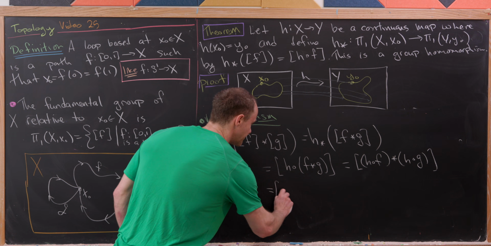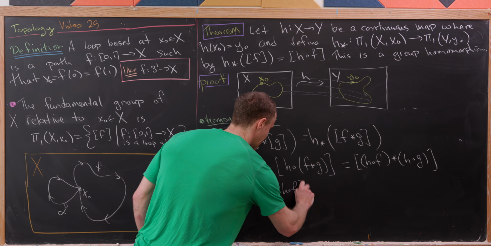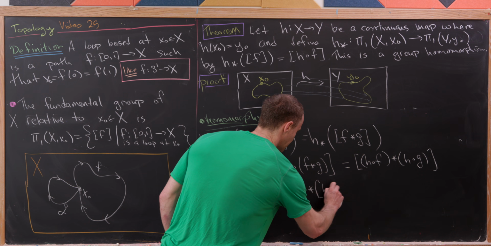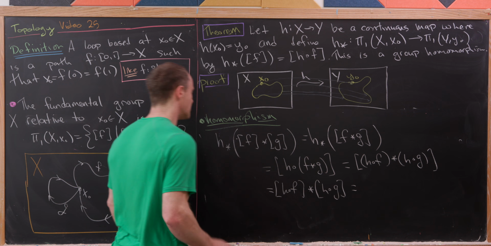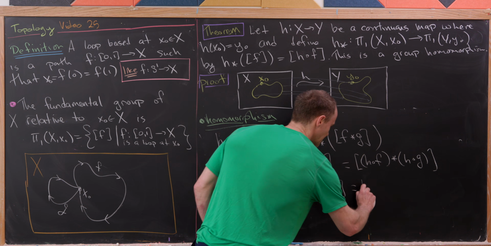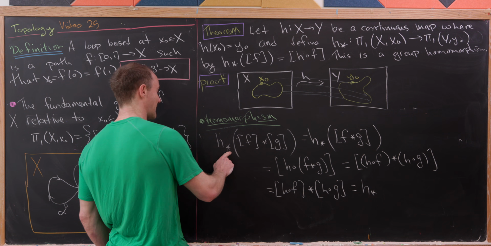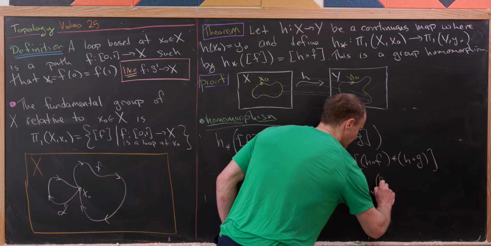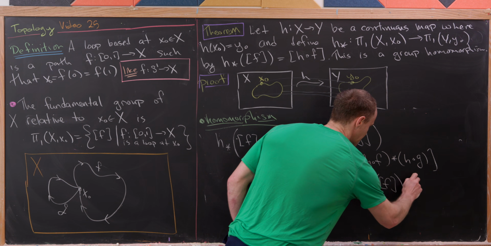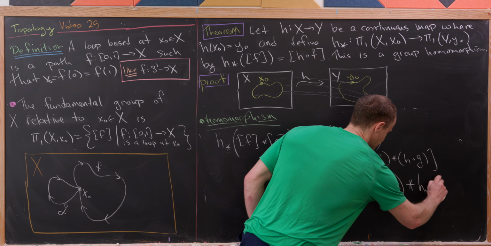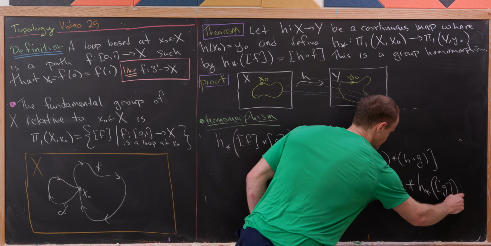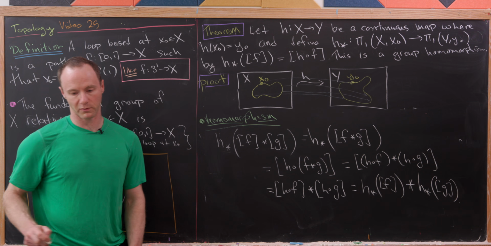But now we can split those up into the class of H composed with F star the class of H composed with G, but that's exactly what we want it to be. That's going to be our map H star evaluated at F, and then starred with our map H star evaluated at G. But that's what we need for this to be a homomorphism.